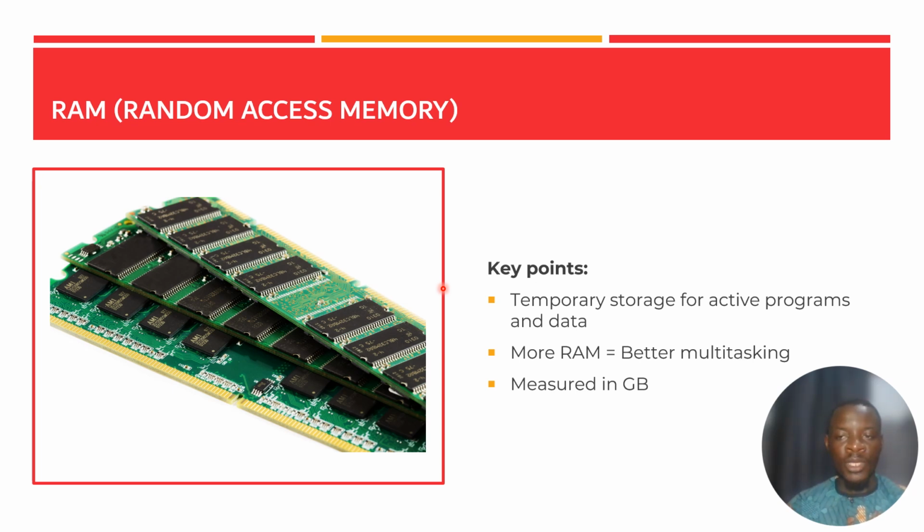The more RAM a computer has, the more programs it can run simultaneously without slowing down. If you have lower RAM, measured in gigabytes, then the number of programs you can run will be lower. So you can open multiple tabs at a time and run different programs at a time. That's being factored by the RAM.